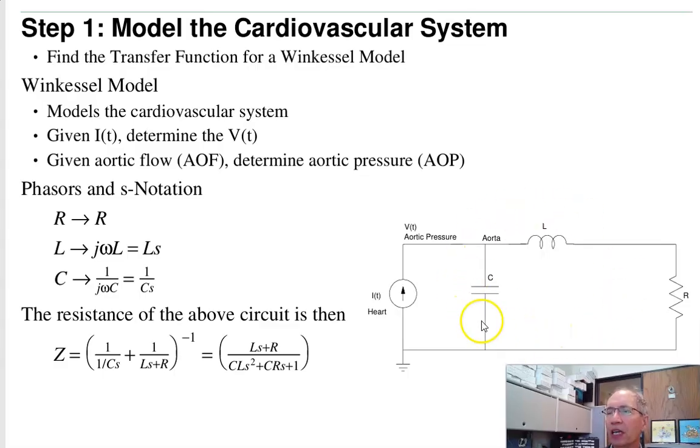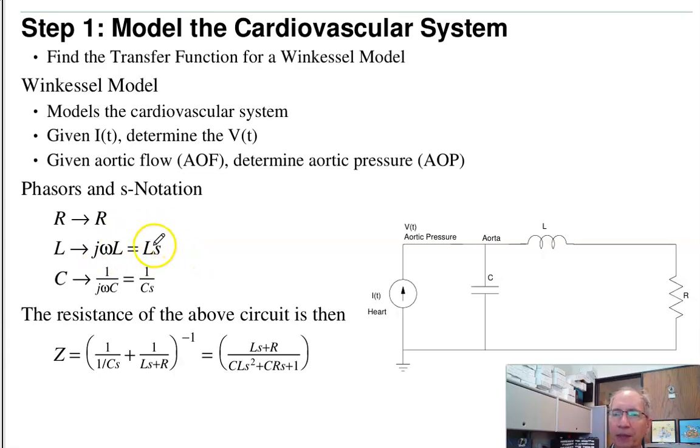So given this, I know the current, I want to find the voltage, meaning I know the aortic flow. I want to know the left ventricle pressure. Well, to do that, I'm going to be using phasors and Laplace notation. The impedance of resistors is just R. Inductors are j omega L, and let's just use S for j omega. It makes the notation a bit easier.